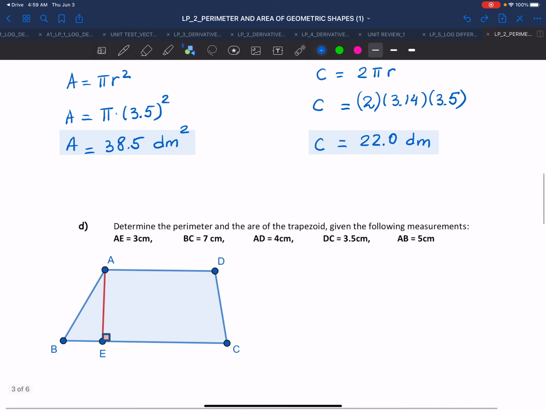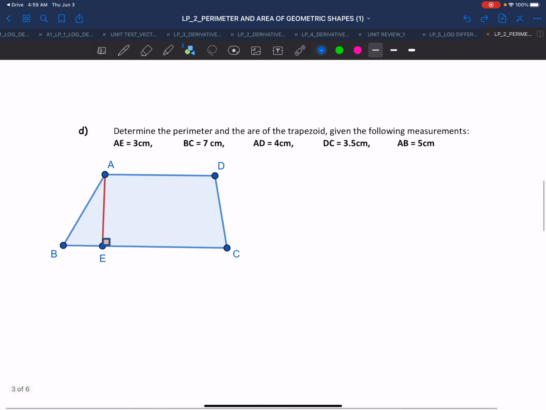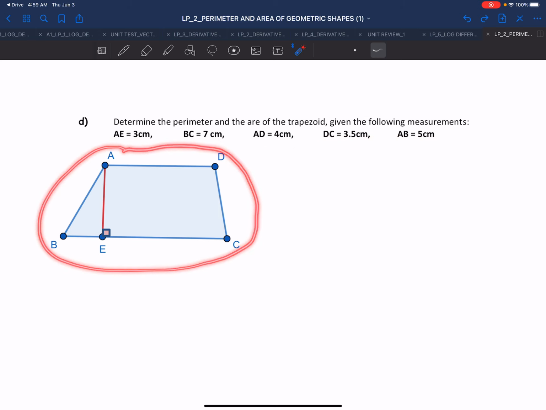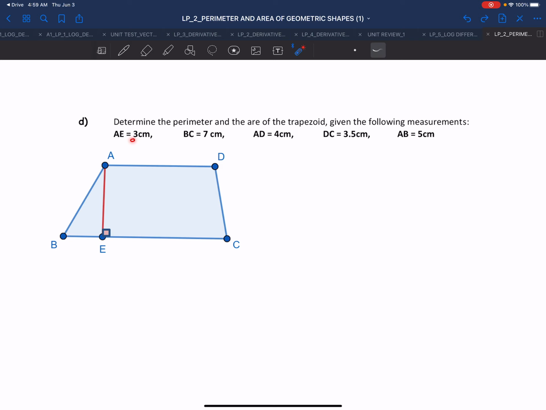Moving on to the next example, we have the shape of a trapezoid. This time the measurements are not given on the diagram, so it will be our job to put all the numbers on the diagram, and it makes it a lot easier when we put the numbers on the diagram rather than having them given in the problem. So when we put together numbers and the diagram, everything makes a lot more sense. So let's read together and put the numbers on the diagram accordingly.